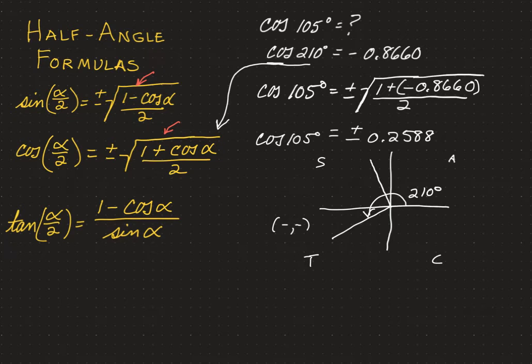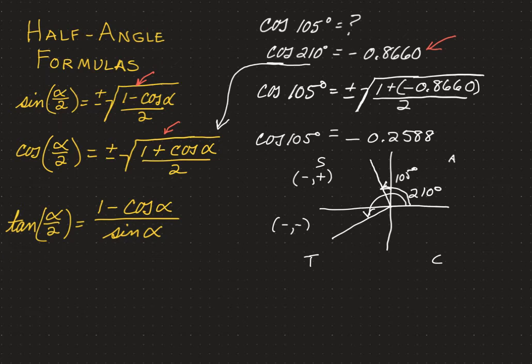What about cosine in the second quadrant? Is it positive or negative? You have a negative x, a positive y value. Cosine in the second quadrant here of 105 degrees is always negative. So we will not be using the positive. Our answer will be negative 0.2588.